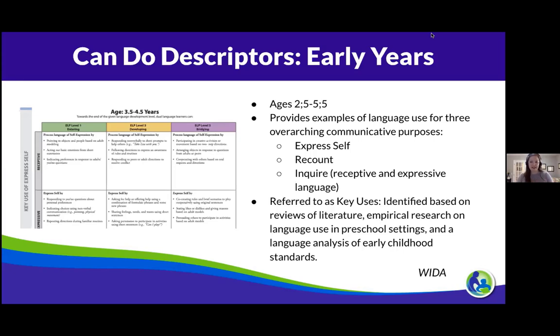And WIDA calls these communicative purposes key uses. And so they're identified based on reviews of literature, empirical research on language use in preschool settings, and a language analysis of early childhood standards. So we know that these are evidence-based and they align with the early childhood standards. So I would highly encourage you to consider looking through these and sharing them with your early childhood team.